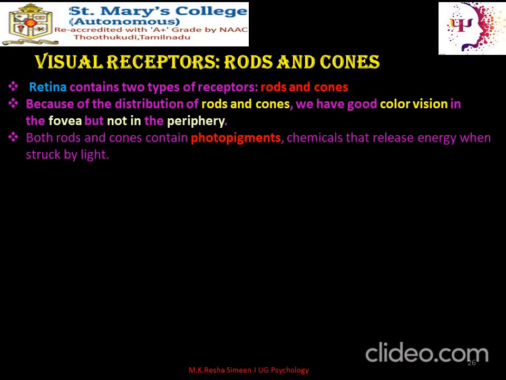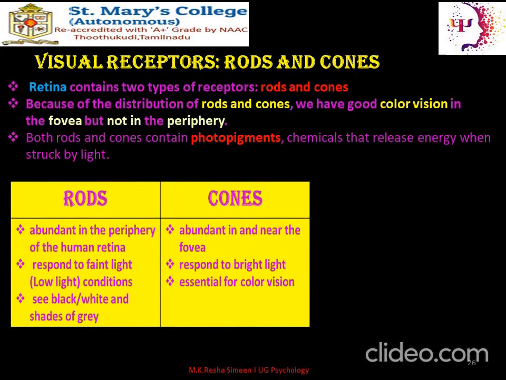Visual receptors: rods and cones. The retina contains two types of receptors, rods and cones. Because of the distribution of rods and cones, we have good color vision in the fovea but not in the periphery. Both rods and cones contain photopigment, a chemical that releases energy when struck by light. Rods are abundant in the periphery of the human retina, cones are abundant in and near the fovea.